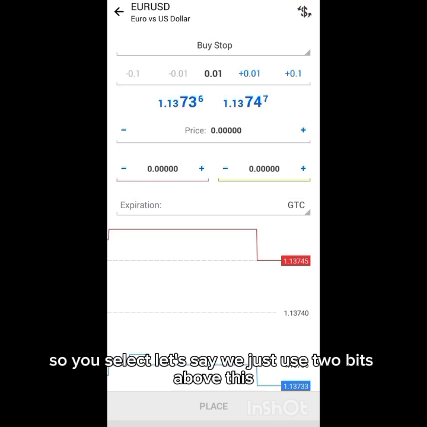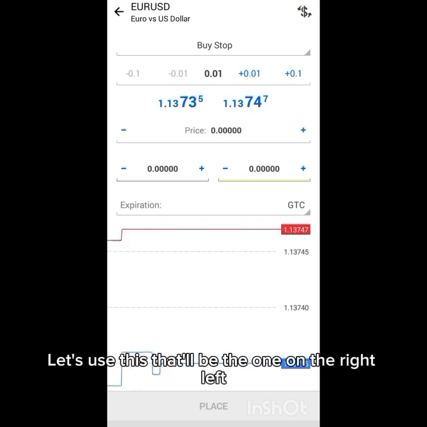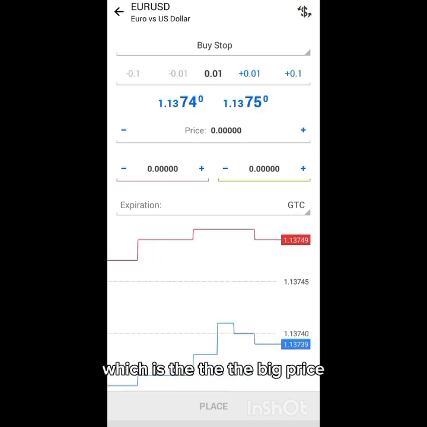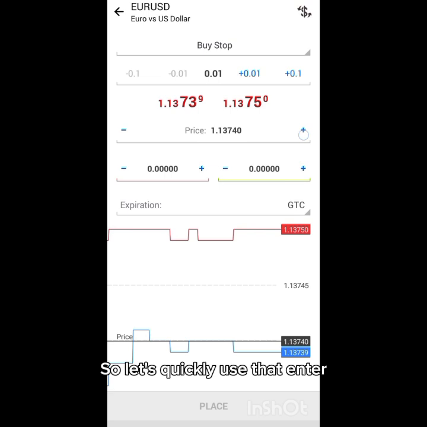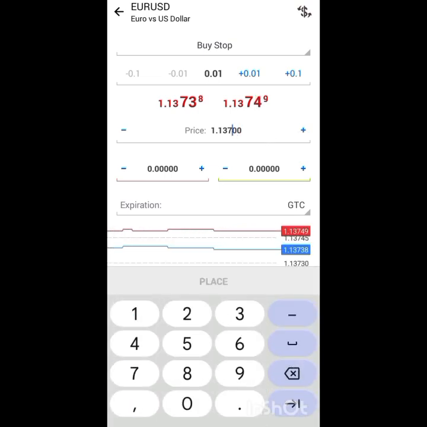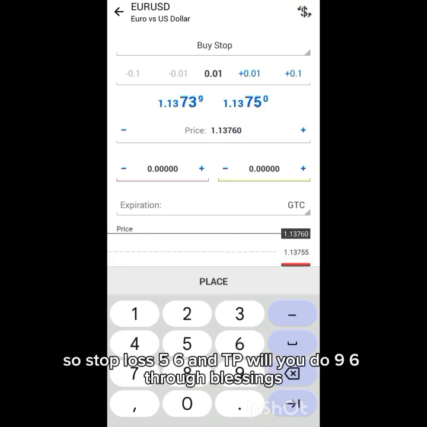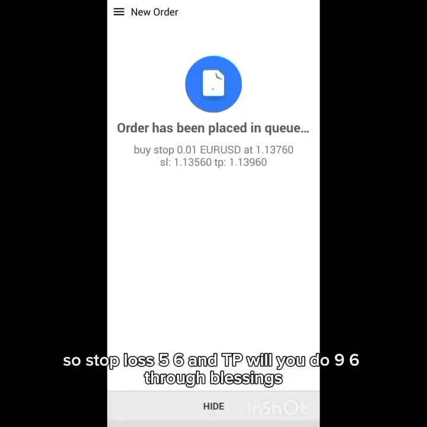So you select, let's say we just use 2 pips above this. The one I'll pick, let's use this. That will be the one on the left, which is the bid price. So let's quickly use that. Enter 76. Okay, then 76. So stop loss we use 5.6, and TP we do 9.6. So we place it. So the others are placed.